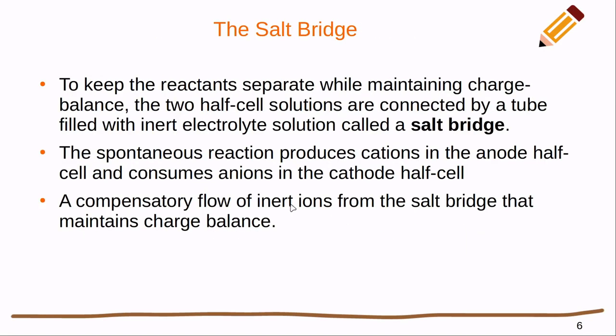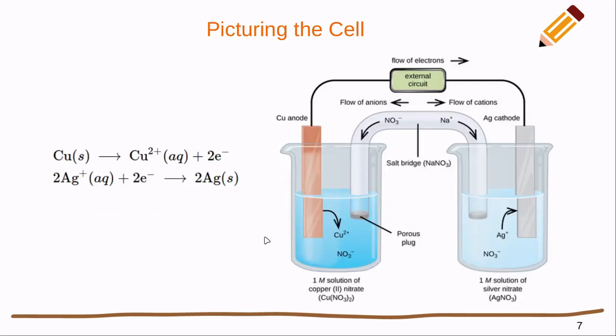And it's going to consume anodes at the cathode. Okay. A compensatory flow of inert ions from the salt bridge maintains that charge balance. All right. So now that we've gone through all of that, I think we're ready to take a look at the actual diagram here and see how this actually winds up working. Okay. You can start at any point, but I like to start over here with the anode.